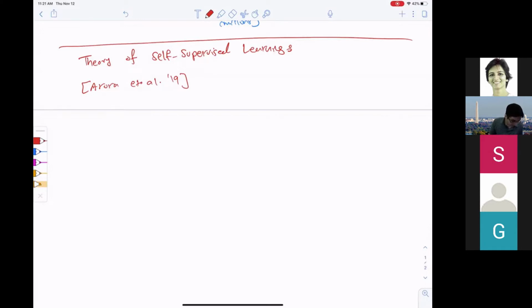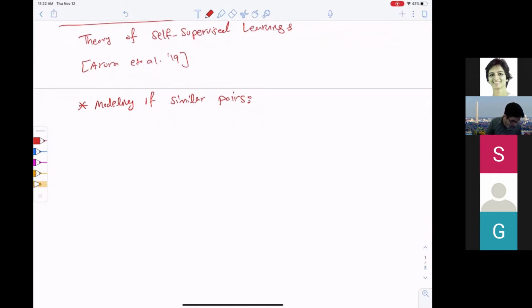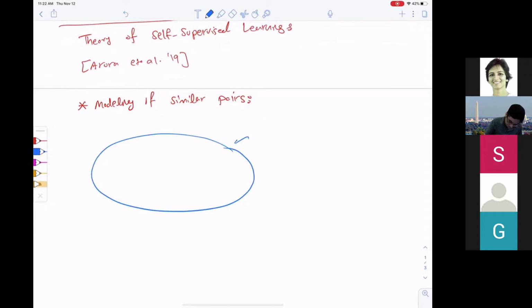All right, so first we need to model similar pairs. In our contrastive loss, we have similar pairs and dissimilar pairs. So what is the modeling of similar pairs? I'll explain how they model it, and then you'll see if it is a good way of modeling similar pairs or not. They assume there's a universe of images. Let's say these are a set of images.